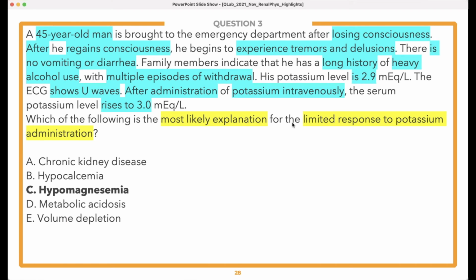Hypocalcemia, hypercalcemia could cause electrolyte changes that would make patients more refractory to potassium, not hypocalcemia. And then lastly, chronic kidney disease. This would, if anything, cause hyperkalemia rather than hypokalemia, because you're not excreting as much potassium. Okay, so nice job with this question. We'll move on to the last question of the night.